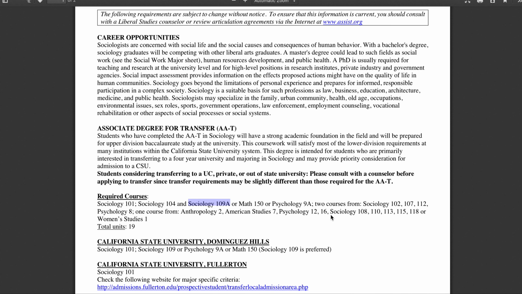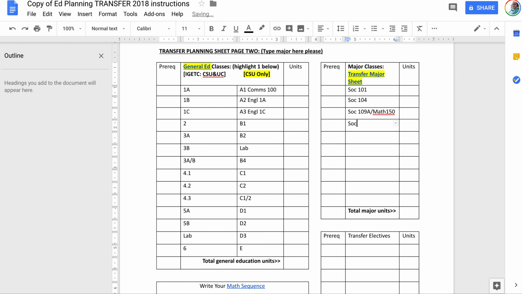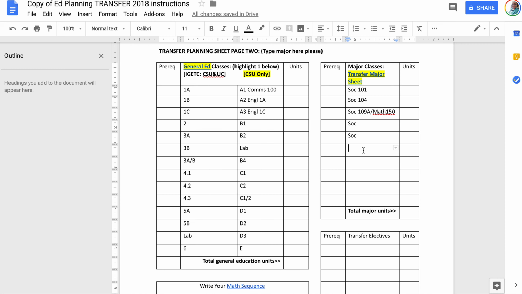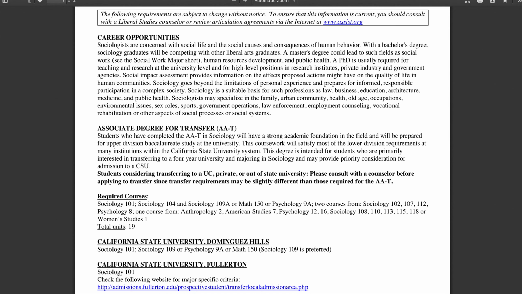And then 2 courses from this list here, and those are sociology courses. So we could put Soc and Soc, Soc and Soc, and then 1 course from Anthro, American Studies, Psych 12, 16, or another social course. So we'll put an asterisk there. We'll try to look at your transcript, see which one you took.